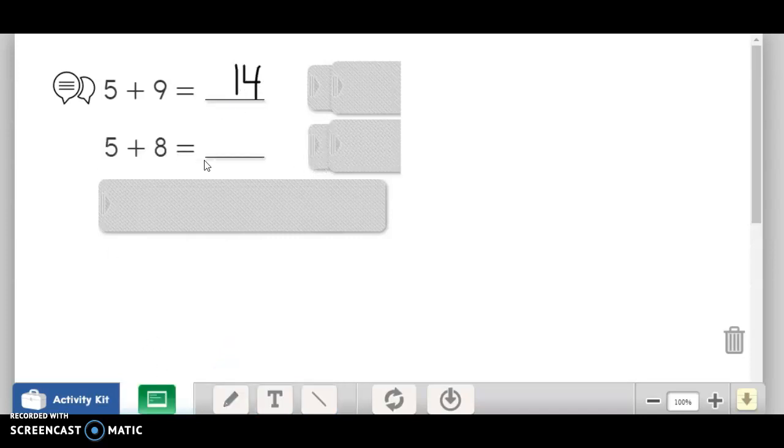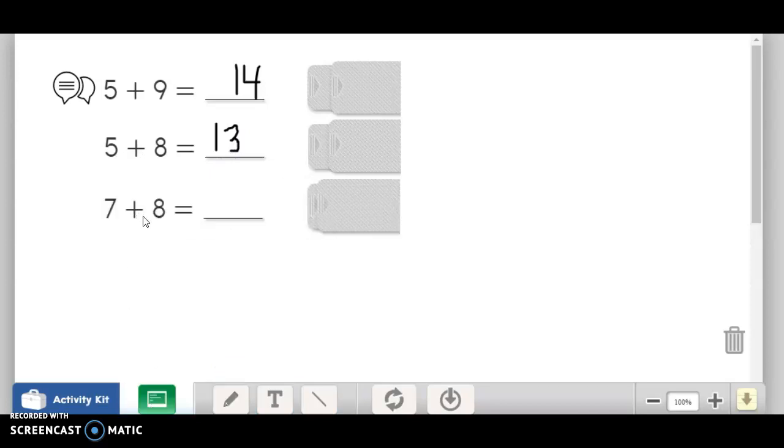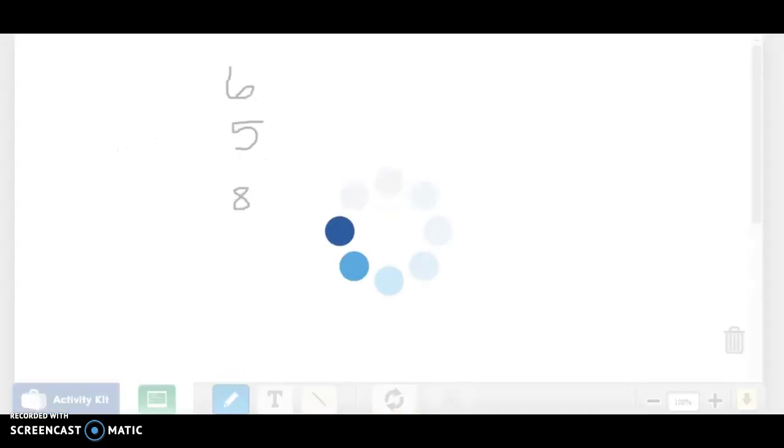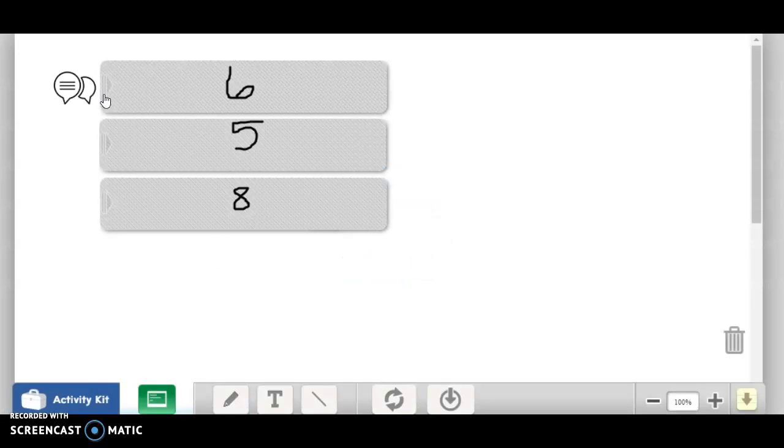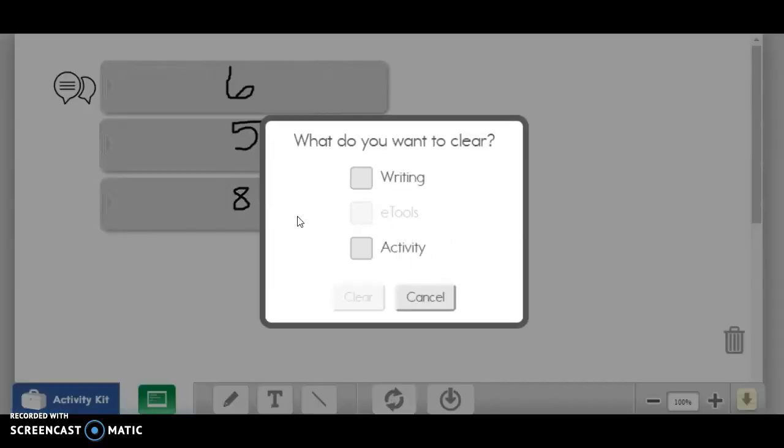Let's try this one. 8 plus 9, or 5 plus 8. If 5 plus 9 is 14, 5 plus 8 is going to be 1 less, 13. 7 plus 8. Oh, there's a close one there. 7 plus 7 is 14, plus 1 would be 15. Thanks for following so closely, friends. Well, we're going to clear that one.